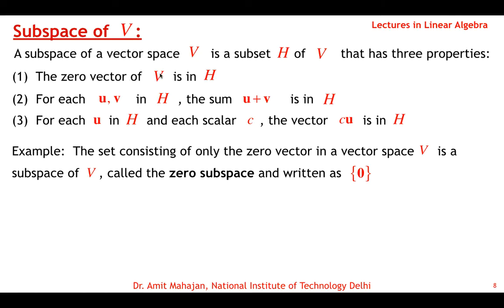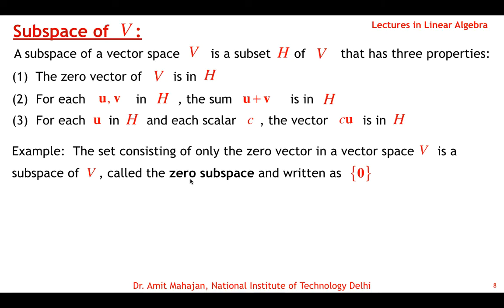First is that the zero vector is in H. Clearly this set consists of the zero vector, so the first is true. And we also saw in the singleton set that the zero vector singleton set satisfies these two properties. So it is a subspace of the vector space.